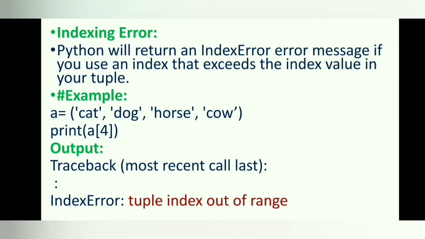Indexing error. Python will return an index error message if you use an index that exceeds the index value in your tuple. Example. In this example, valid indexes are 0, 1, 2 and 3, but we have used 4, which exceeds the index value of the tuple. So Python will return an index error message that tuple index out of range. Similarly, if we use -5, Python will return an index error message that tuple index out of range, because here valid negative indexes are -1, -2, -3 and -4.